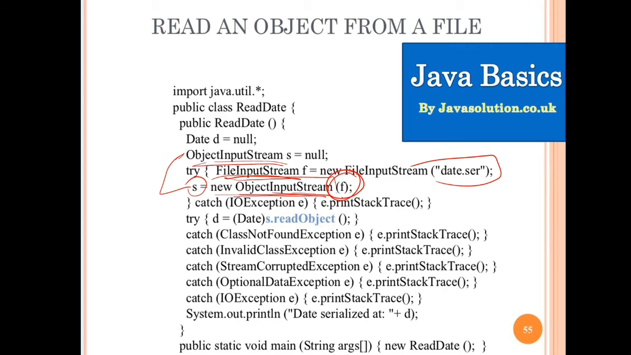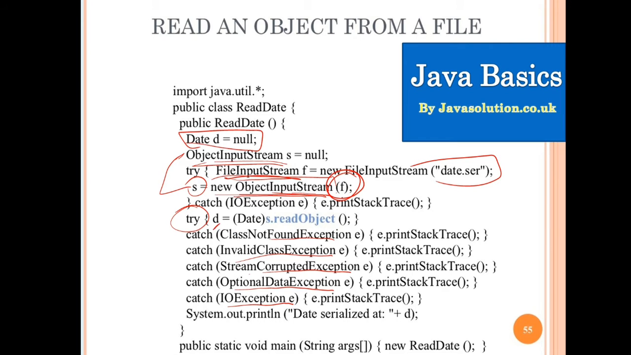And then after that we have a few catch blocks, because there is ClassNotFoundException, InvalidClassException, StreamCorruptedException, OptionalDataException, and IOException. So these kinds of exceptions can occur when we're reading from there. So when we go into the try block, we need to assign that date. This date variable which is null here needs to be assigned here.